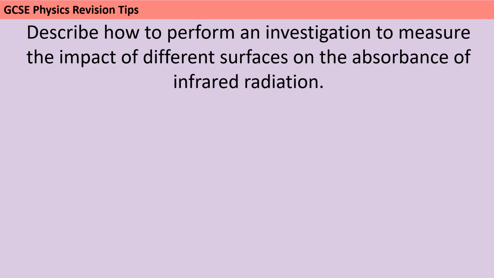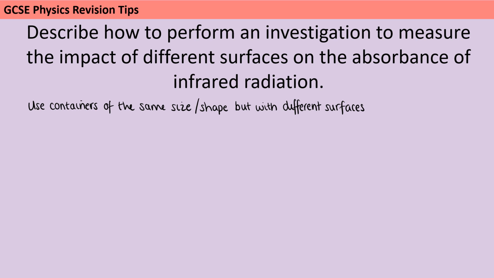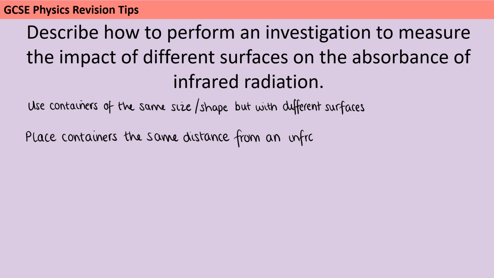So firstly, we're going to take a series of containers that are the same size and the same shape, but they've got these different surfaces. So that's satisfying both the fact that my marker needs me to talk about controlling some variables, so the size and the shape, and also the fact that we're going to need to change the independent variable. We've already said right at the outset, we've got these different surfaces. Then another variable that we need to control is the distance of those containers from our infrared lamp or our infrared light source, because if one was closer, then it would inevitably absorb more infrared radiation.